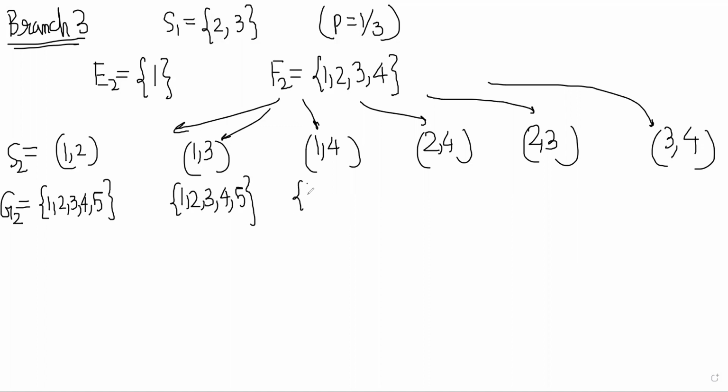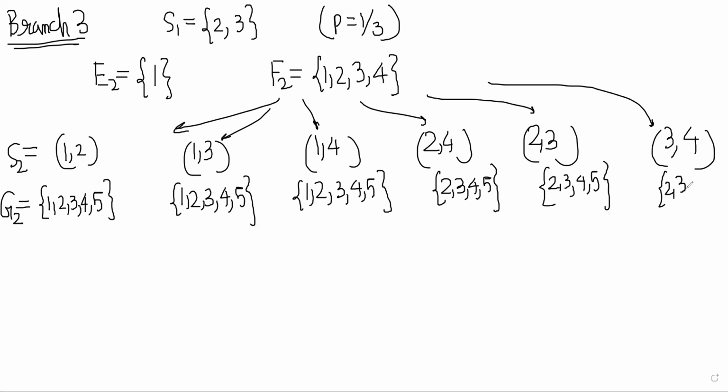Here also 1, 2, 3, 4, 5. And in the last three sets, it will be 2, 3, 4, 5 because it was the union of 2, 3, 4, 5 with 2, 4, 2, 3 and so on. So here it is 2, 3, 4, 5. Here it is 2, 3, 4, 5. And here it is also 2, 3, 4, 5. Right? I'm just following the steps in a systematic manner.